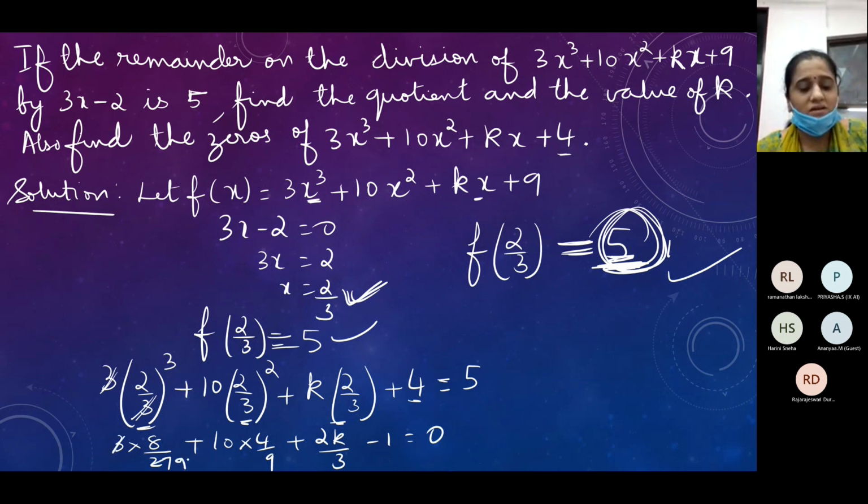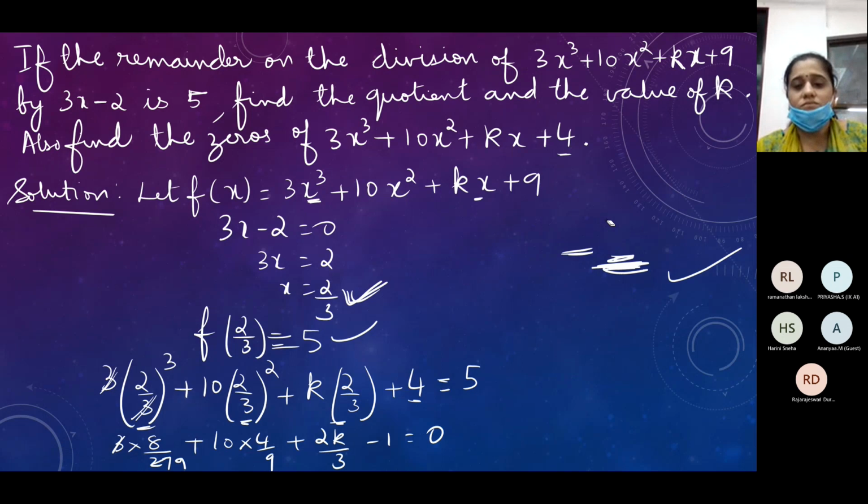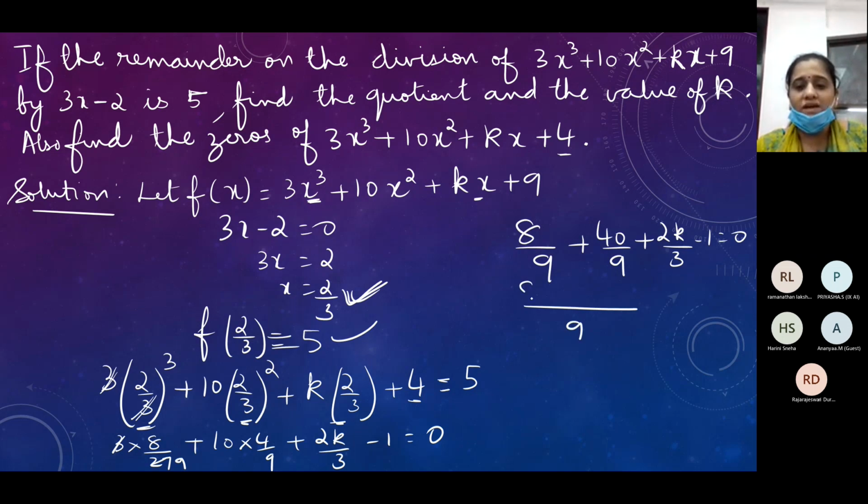So 8 by 9 plus 40 by 9 plus 2k by 3 minus 1 is equal to 0. LCM 9. So 8 plus 40 plus 6k minus 9 is equal to 0. On cross multiplying, 9 into 0 is 0. So we get 6k is equal to, what is that? 48 minus 9.